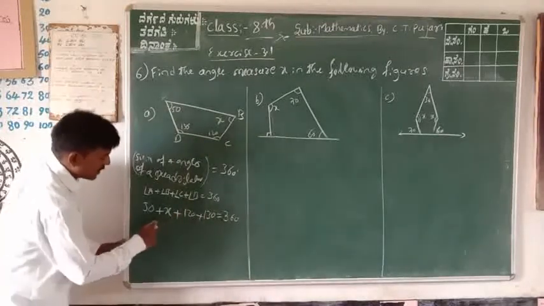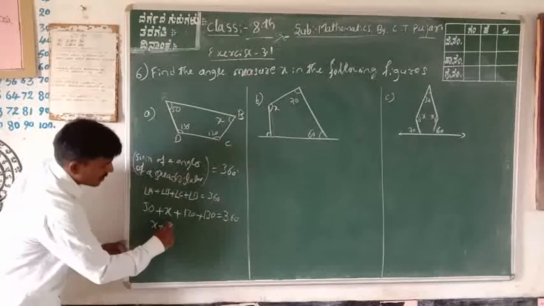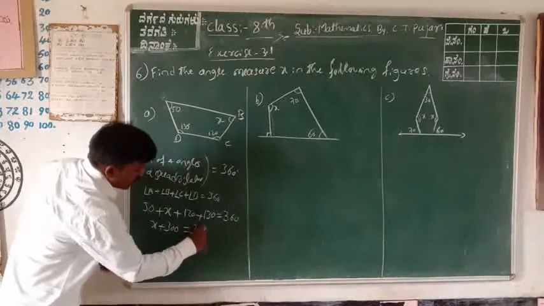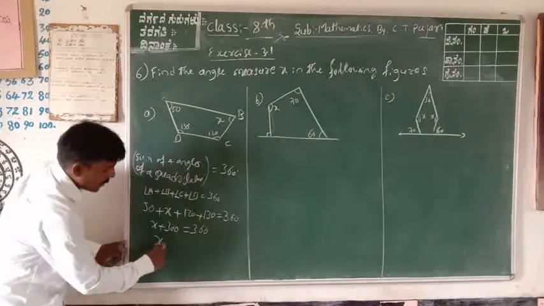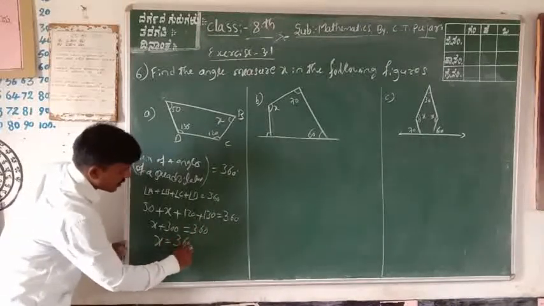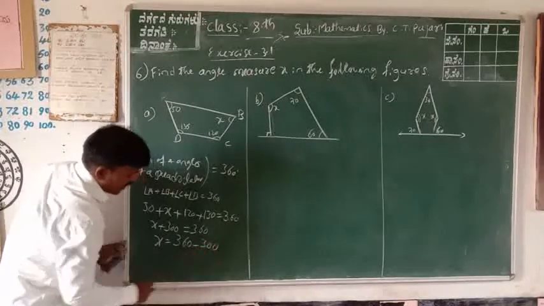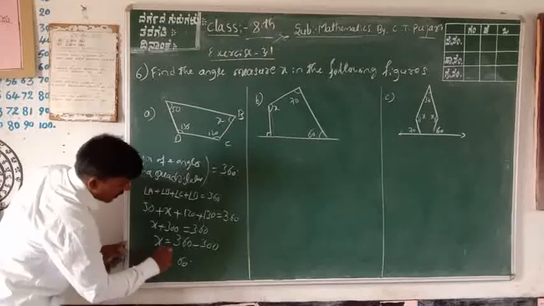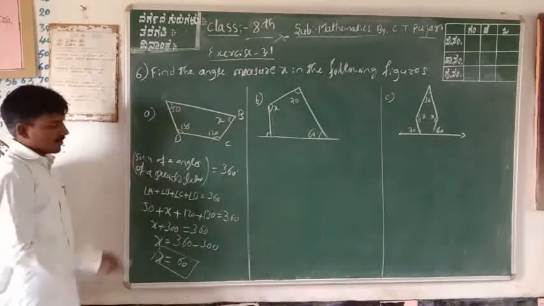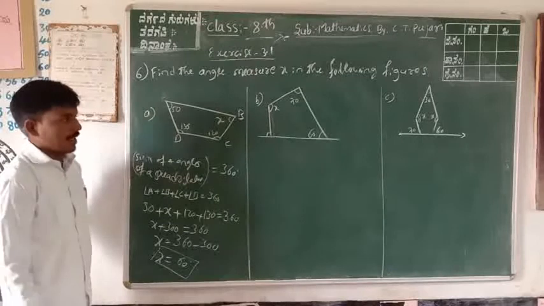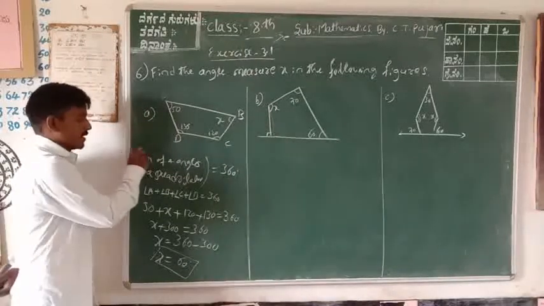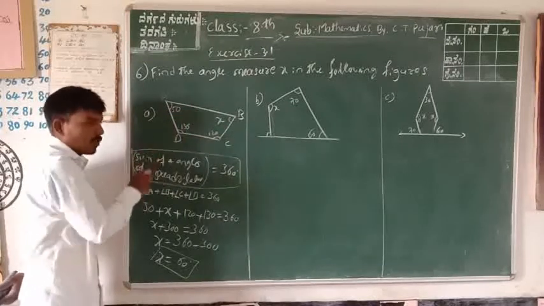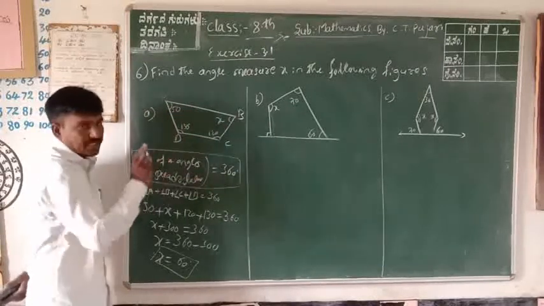x plus 300 is equal to 360. Therefore, x value is equal to 360 minus 300. Therefore, our x value is 60. Our x value is 60. This is our very easy method. This is most important: the sum of all four angles in the quadrilateral is 360 degrees.